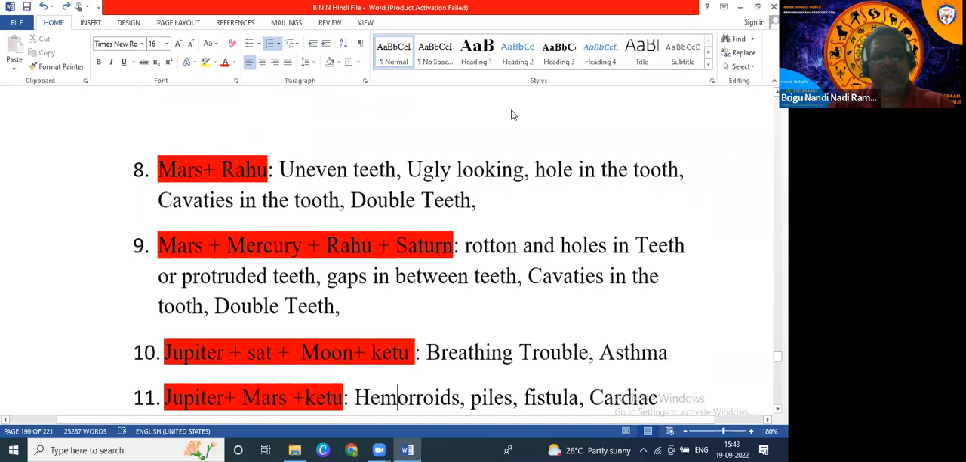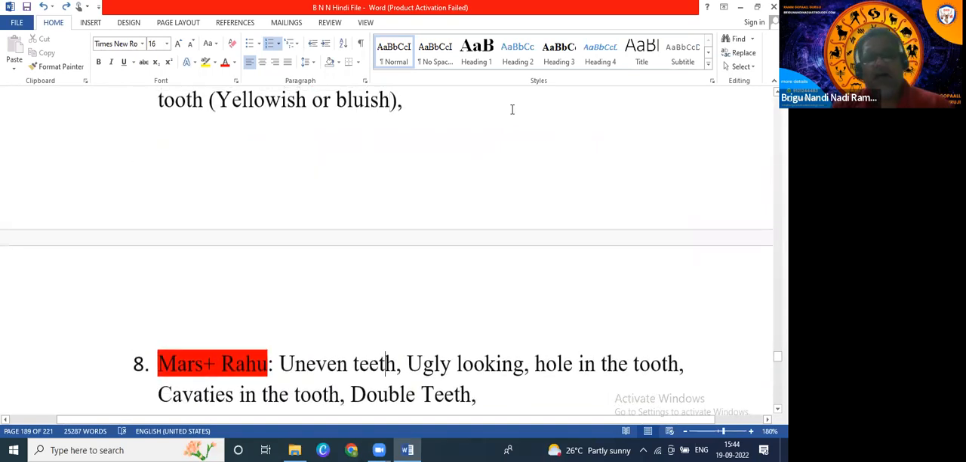And Mars and Rahu is there. The native will have uneven teeth. One tooth is coming forward, protruding, and one tooth is going backward, forward and backward like that. So uneven and ugly looking. One tooth is big, one tooth is small. So uneven teeth and ugly looking.